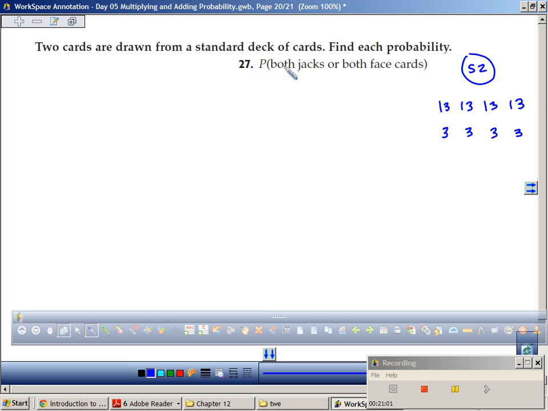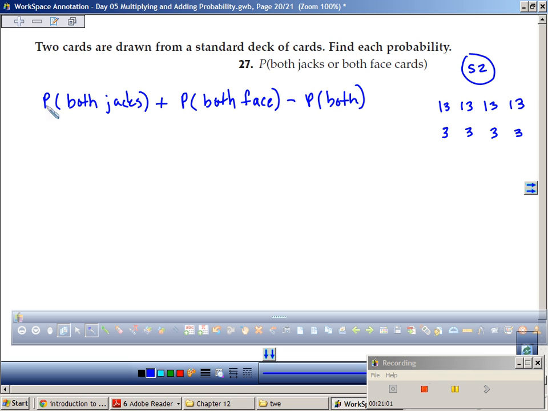Alright, so we need a probability of both jacks or both face cards. So first let's talk about probability of both jacks, plus, because I have an or, the probability of both face, but then I have to subtract the probability of any card that is both a jack and a face, which is the probability of both. Alright, so let's talk about this.